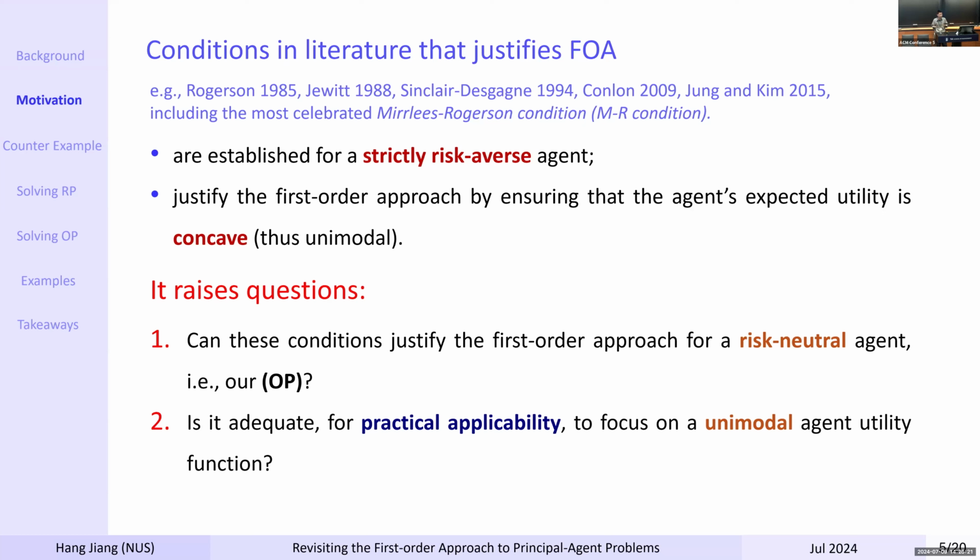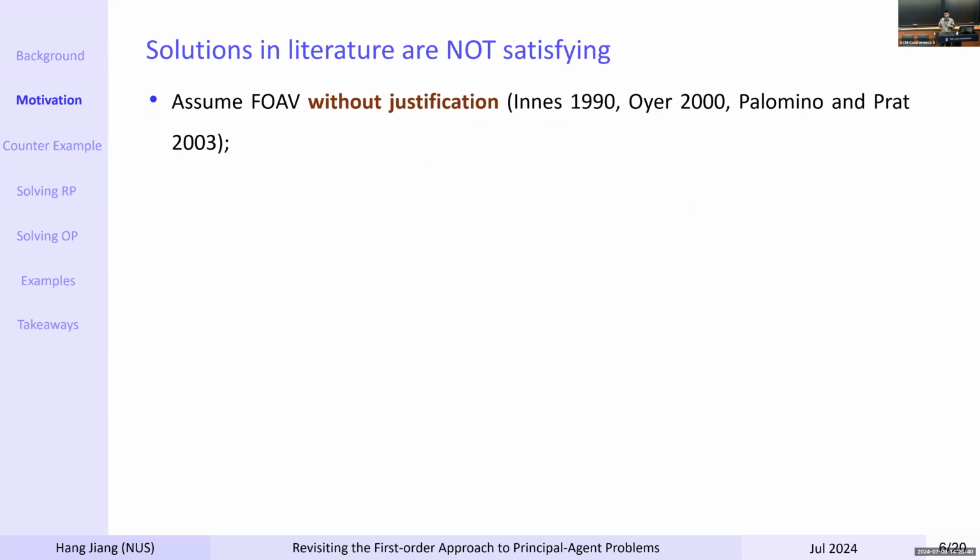concave. But why? I think in many real-world scenarios or applications, the agent's expected utility is not necessarily concave. So we will discuss this part later. So let's continue. With these questions, I read through almost all literature that solves this model, but I don't get an answer from them, and I also found that solutions in literature are not satisfying.